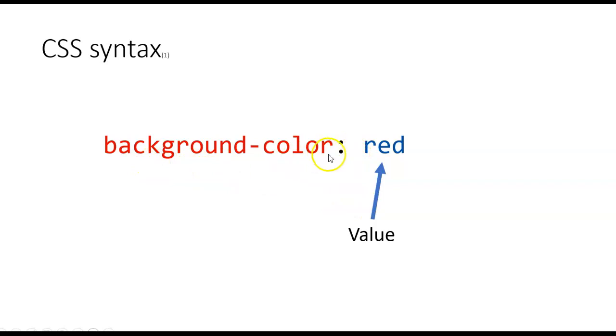Property, colon, value, and that's it. Great. Of course, looking at this, you should quickly determine that the challenge is knowing what all the properties are and what all the possible values are, right? And that is where CSS becomes complicated.